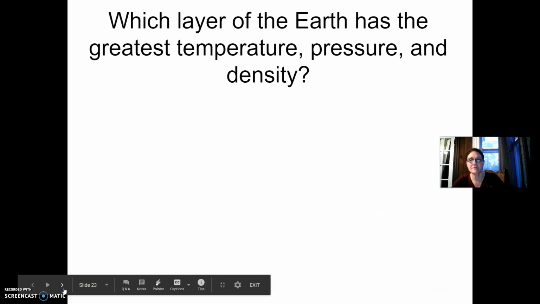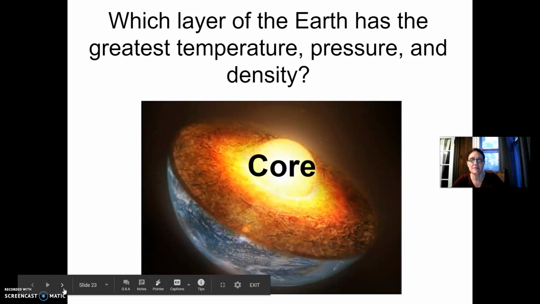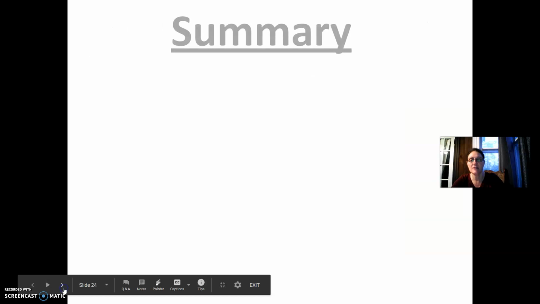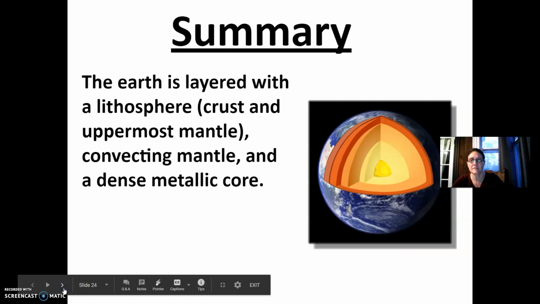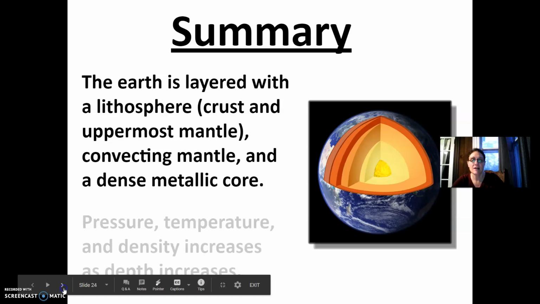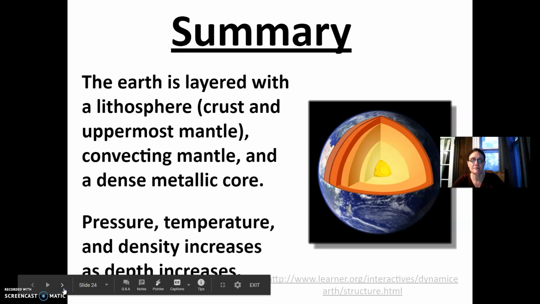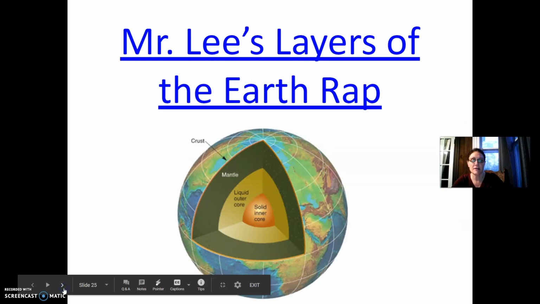Which layer of the Earth has the greatest temperature, pressure, and density? The core. And of course, it is in the center of the Earth. The Earth is layered with a lithosphere, crust and uppermost mantle, convecting mantle, and a dense metallic core. Pressure, temperature, and density increase as depth increases.